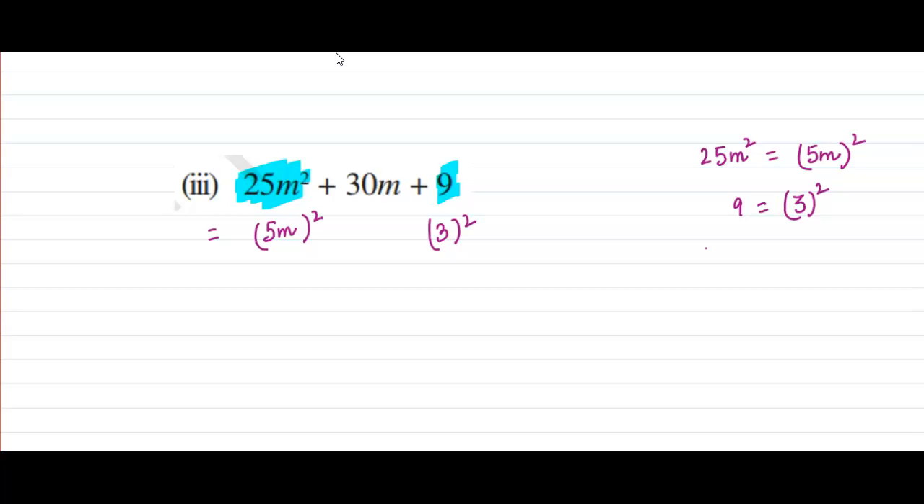Now let's look at the middle term, 30. If I divide this by 2, I would be left with 15. Now 15 can be written as 5 into 3. So the first term is 5m and the second is 3. That means it can easily be expressed in the form 2ab. So we will write over here 2 into 5m into 3. So it is of the form a square plus 2ab plus b square. So we can write it as (5m plus 3) whole square. Let's move on to the next one.